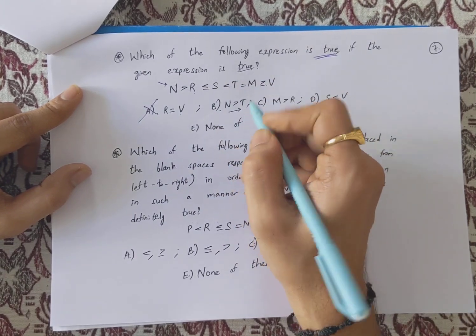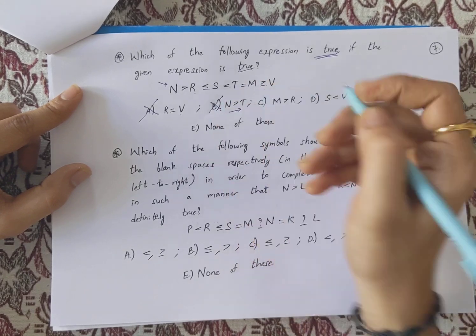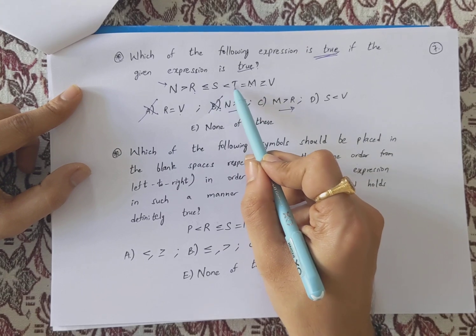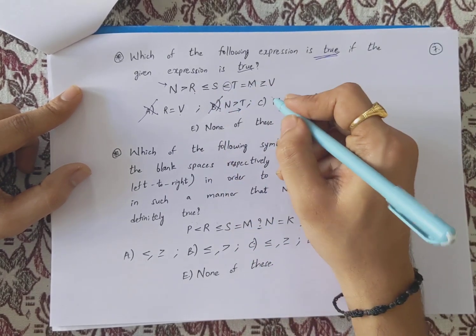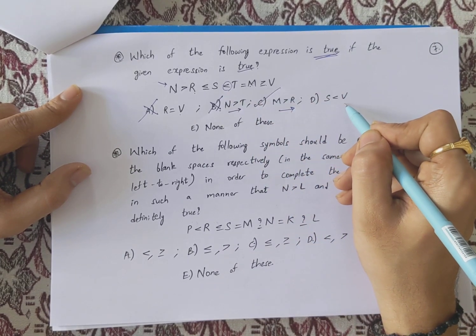From N we need to move to T. N is here, T is here. Again opposite pairs, cannot be determined. From M we need to move to R. M is here, R is here. M to T, T to S, S to R. We can move, and based on the priority of symbols, this would be our priority. R is less than M is nothing but M greater than R. This is true.